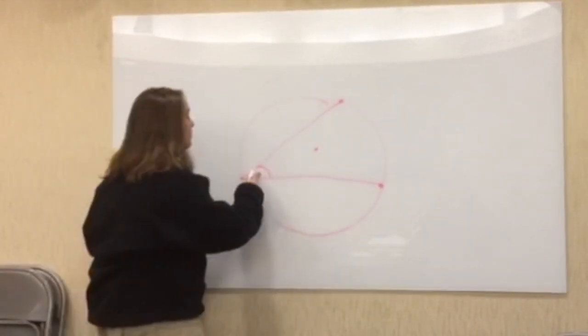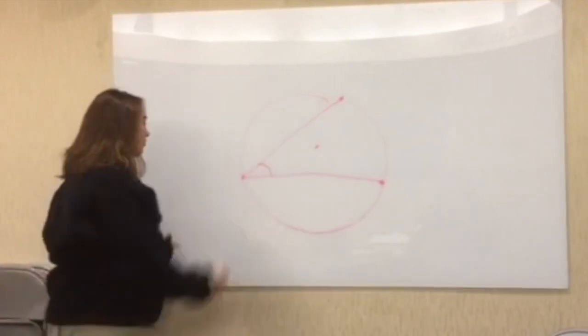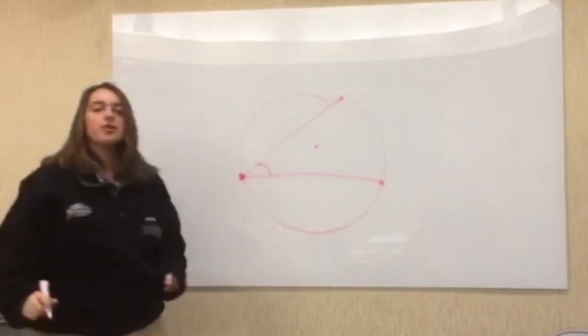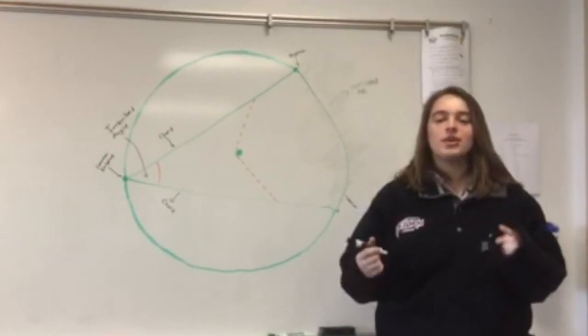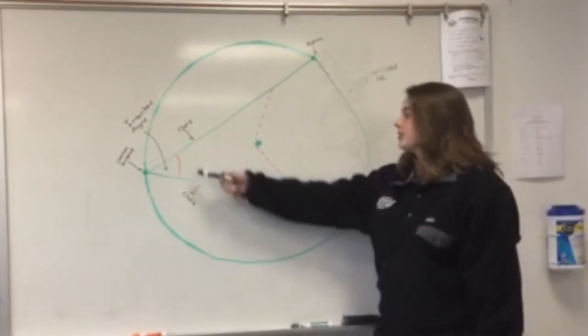An inscribed angle is the angle formed by two chords that have a common endpoint. Let's remember that this is a common endpoint, and that chords are segments whose endpoints lie on the circle. Continuing on from our previous lesson, we're going to talk about the relationship of the inscribed angle to the intersected arc.